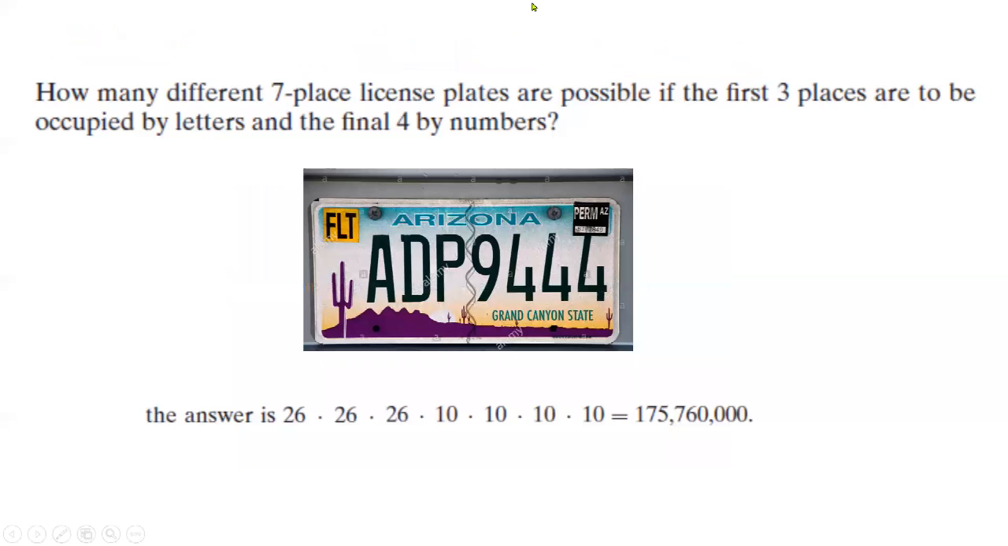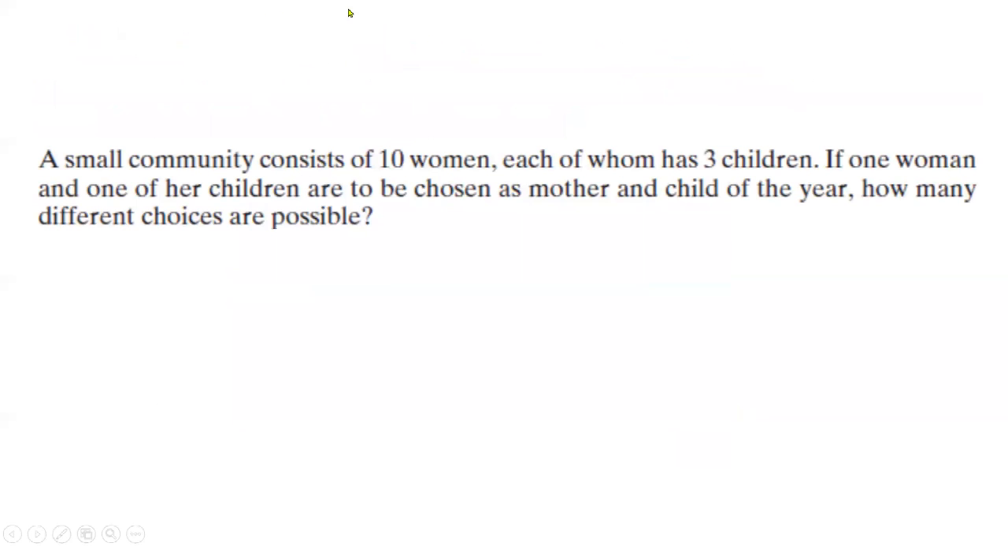No? Okay, let's see the next example. A small community consists of 10 women, each of whom has 3 children. If one woman and one of her children are to be chosen as mother and child of the year, how many different choices are possible? Okay, this is a simple question. I'll leave you 2 minutes to think about this.